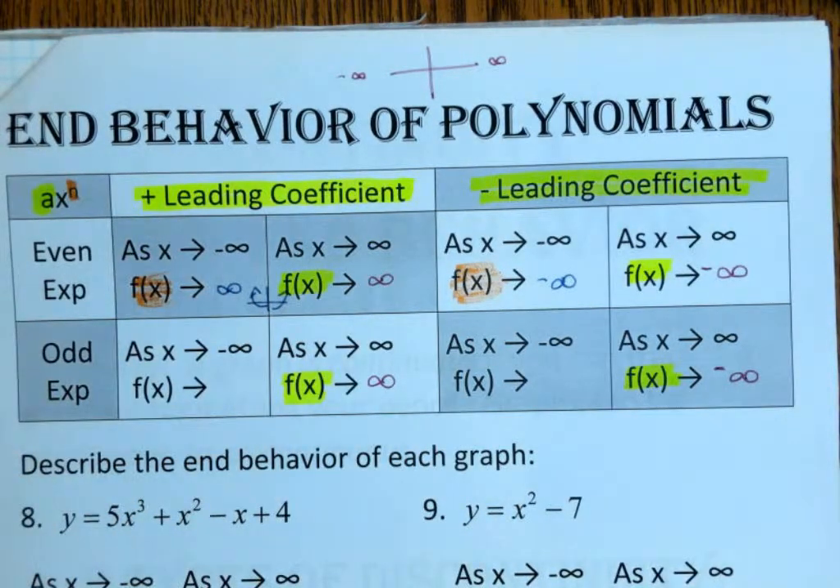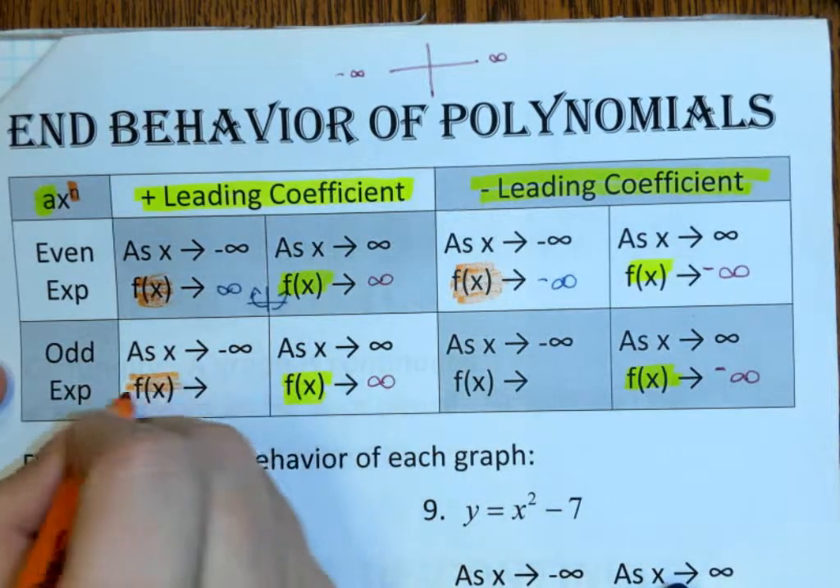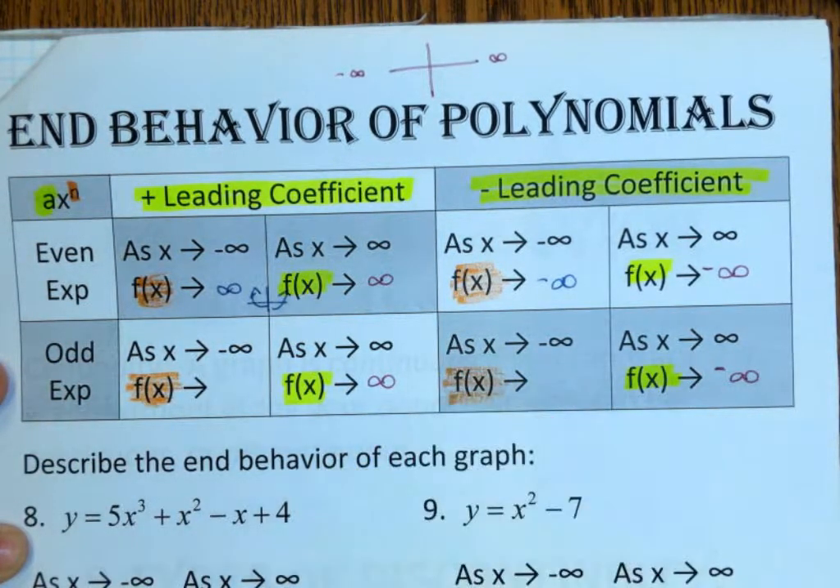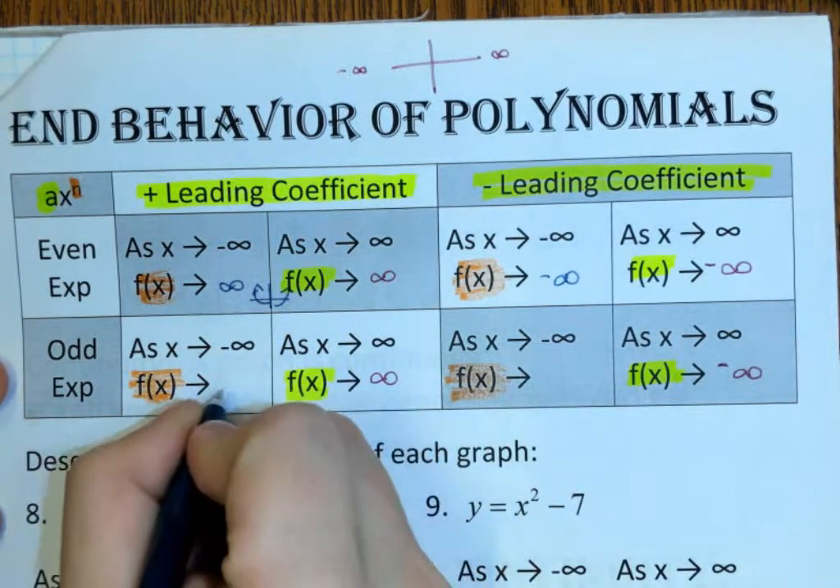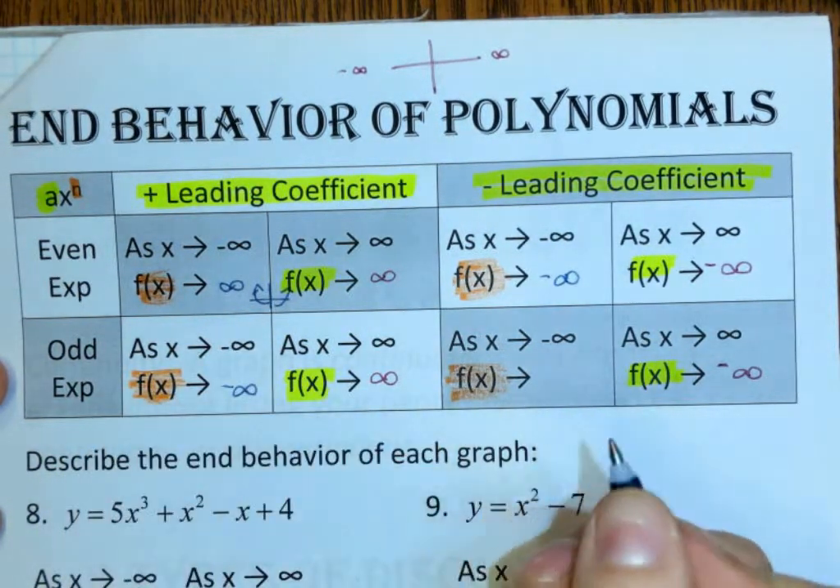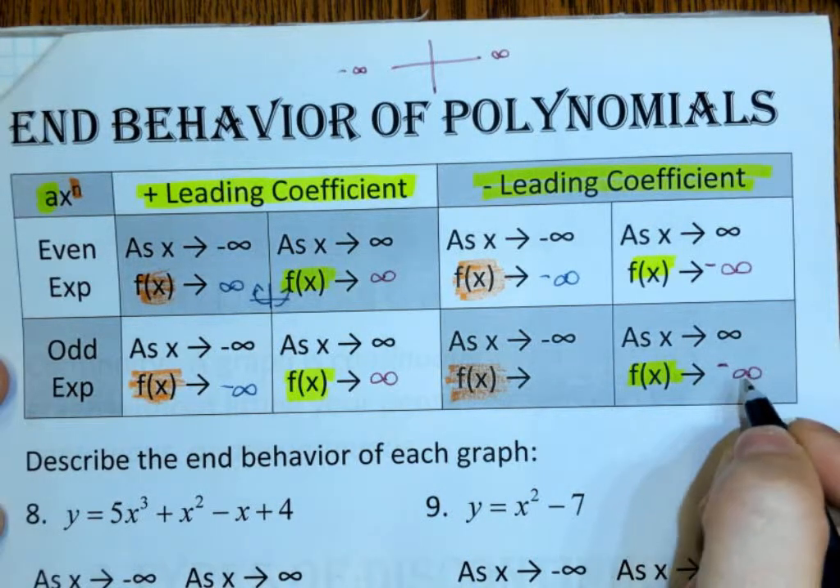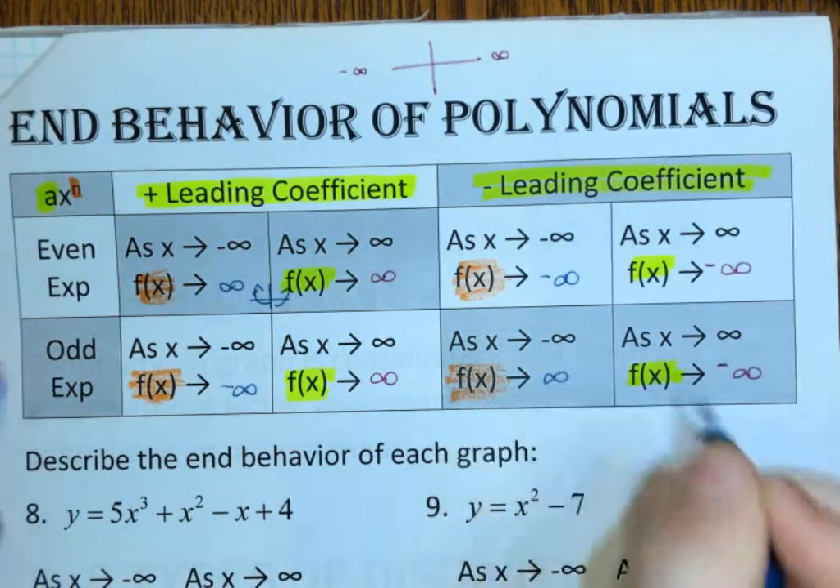What do you think odd exponents are going to do? Odd are going to be opposite. So if it's odd and it ends going up, it's going to start going down. If it ends going down, it's going to start going up.